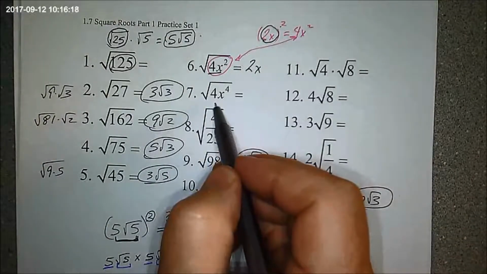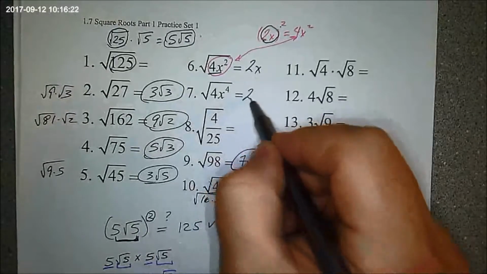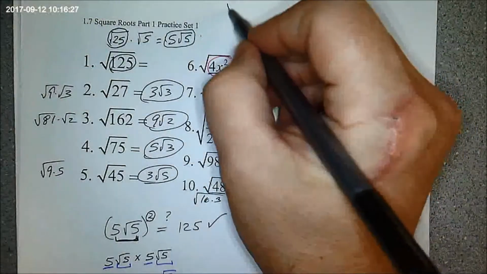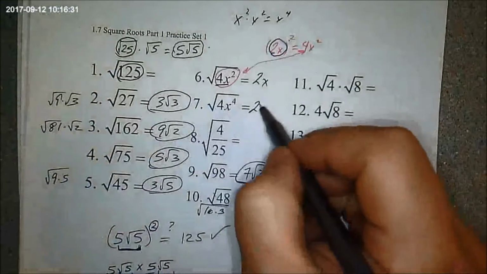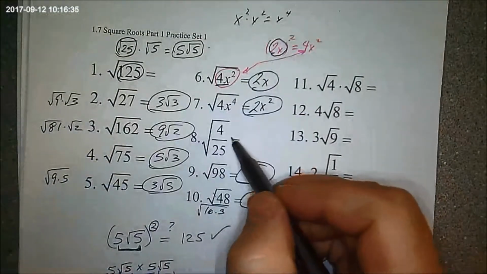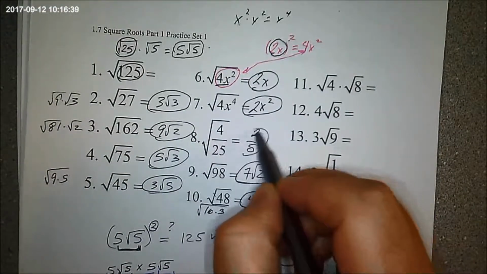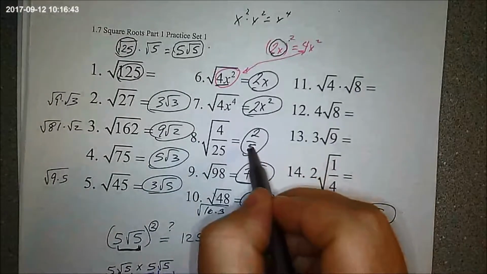Okay. This one. I like the 4 is easy, right? The square root of 4 is 2, but what's the square root of x to the 4th? So you're telling me that x squared times x squared is equal to x to the 4th? I agree. Okay. This one. What times itself is 4 over 25? Is that 2/5? Yes. Oh, that 5 grew a tail.